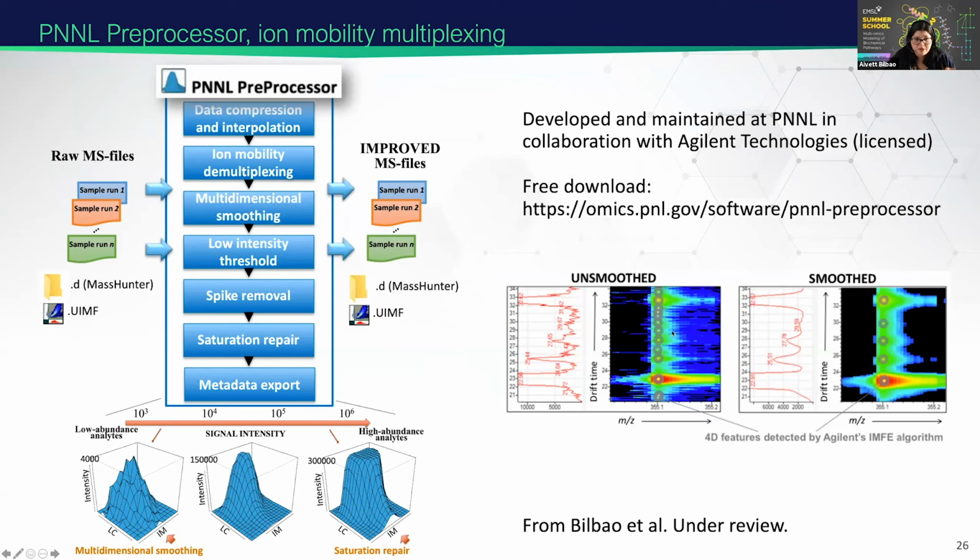Here on the right, you can see an example of how it can improve or facilitate peak detection for non-targeted feature detection in the raw spectra. After applying smoothing, we can see that the peaks are better defined, and the algorithm can do a better job of detecting the real signals.